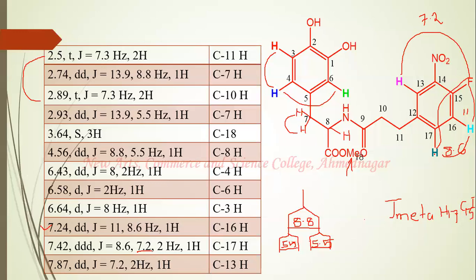The reason is that it is ortho to the nitro group. Nitro group is going to have electron withdrawing resonance effect on C13 proton, and therefore the proton is more deshielded. So this is how we can assign the signals to the different protons. And while writing theoretically, we have to justify the chemical shift values as well as all the coupling constant values. In the next lecture, we'll see a few more examples.